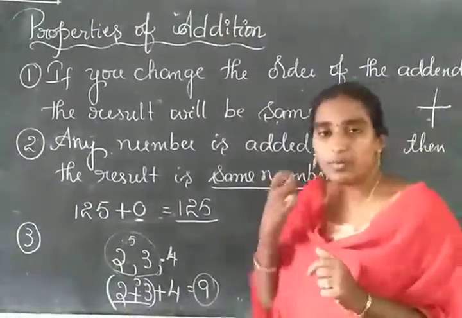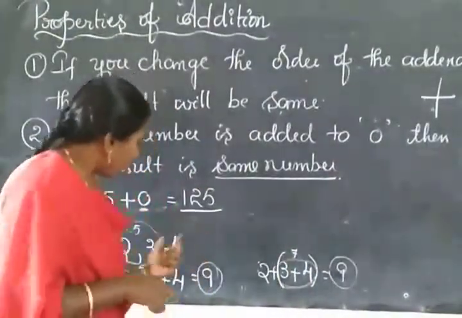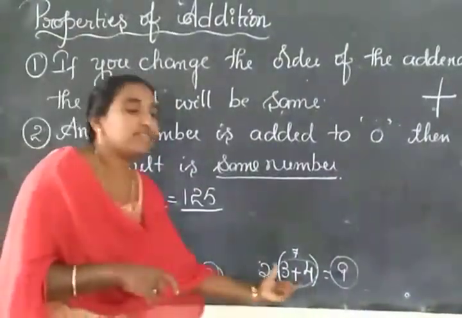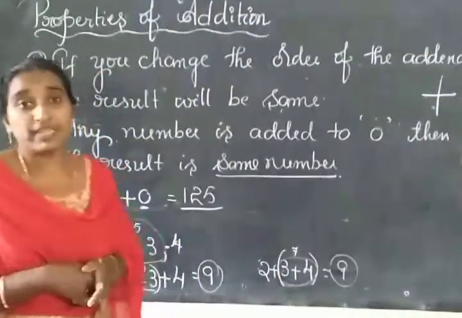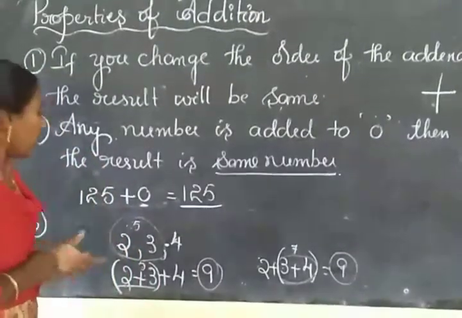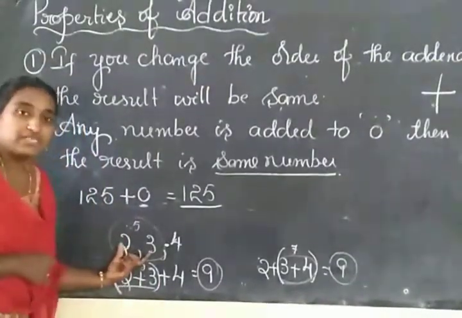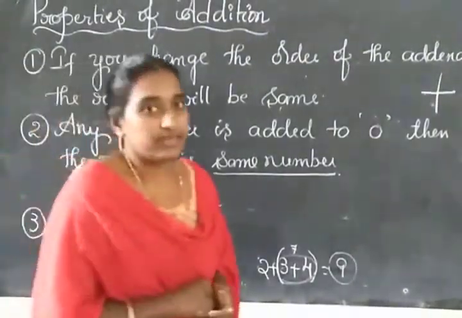And coming to the third property, when you have to add 3 numbers, see, in whatever order you add the 3 numbers, the result will be same. This property is called associative property. And from this property we can learn another point also. The sum of two numbers is always greater than the third number. This is the third property.